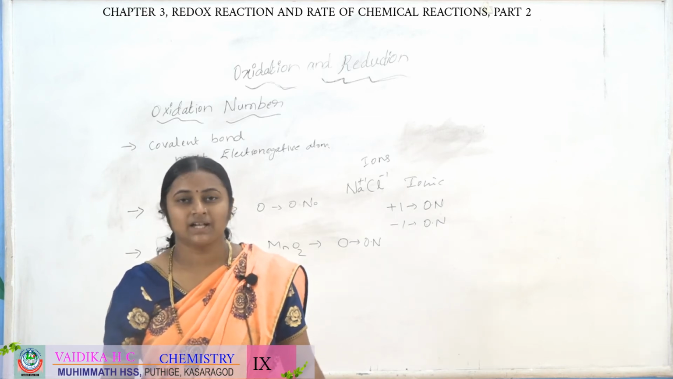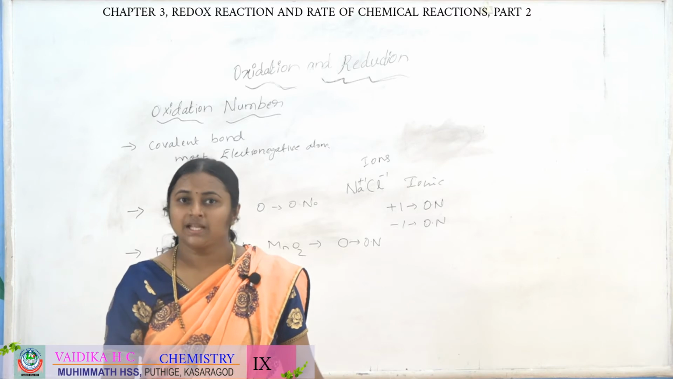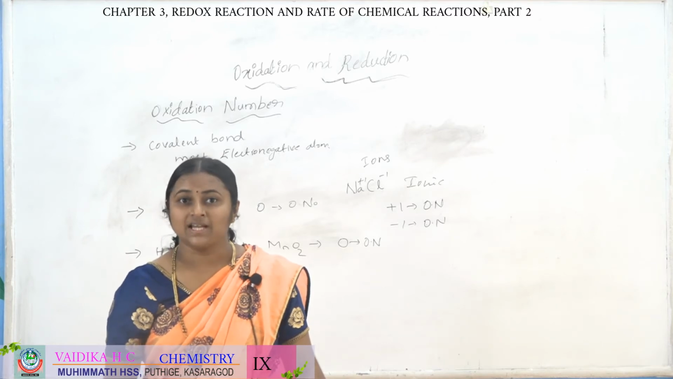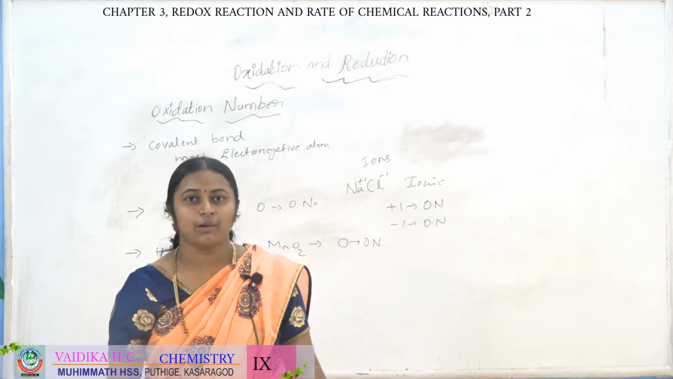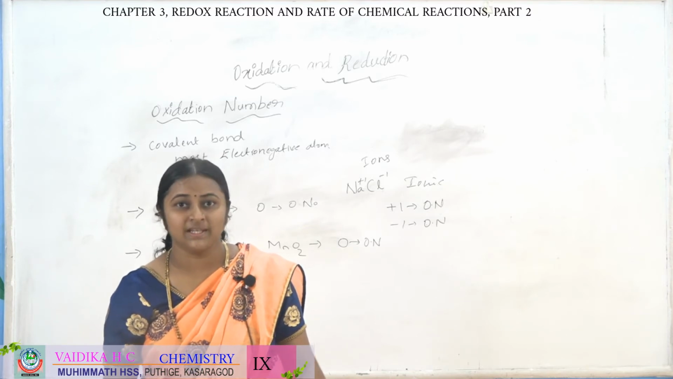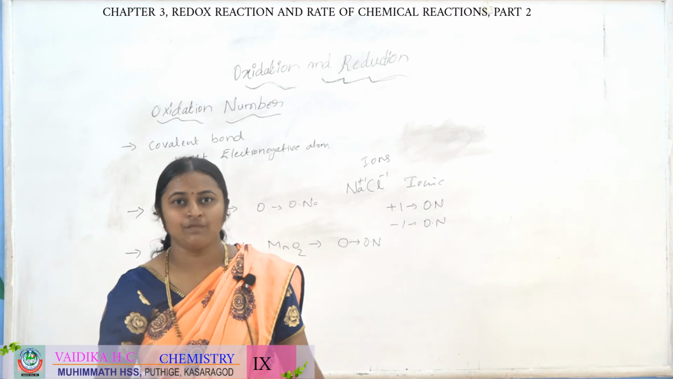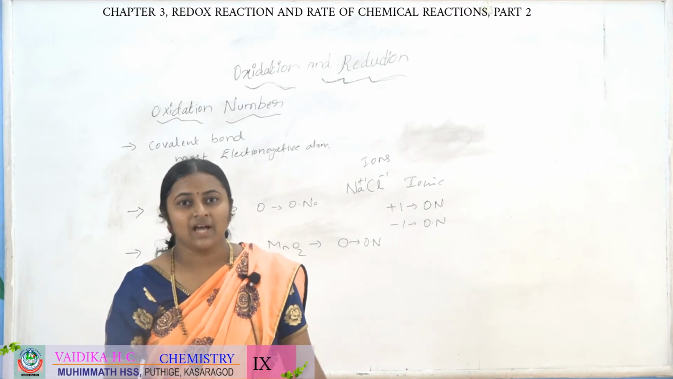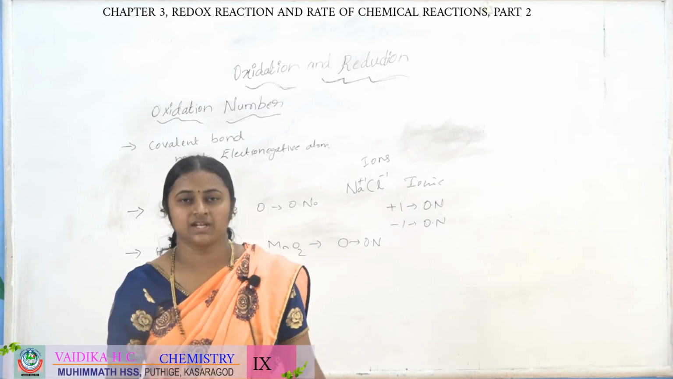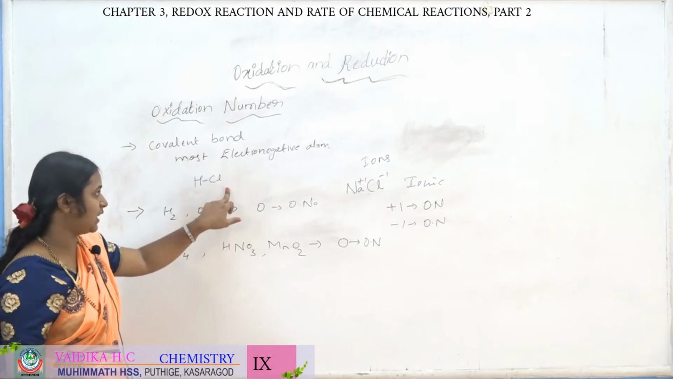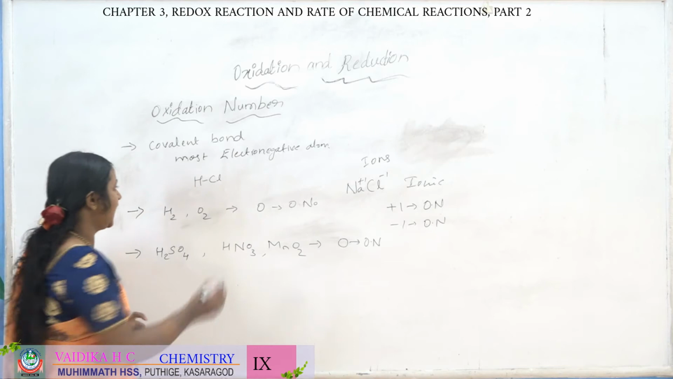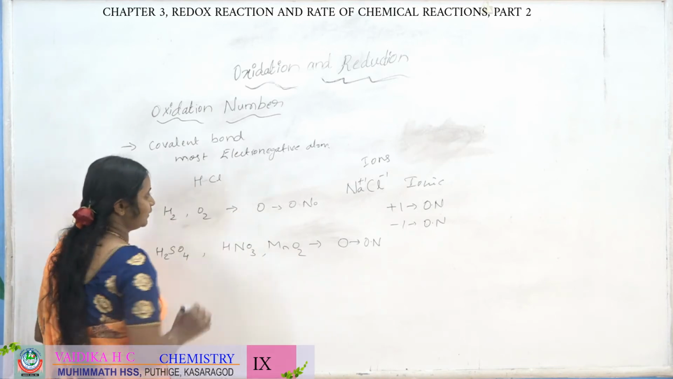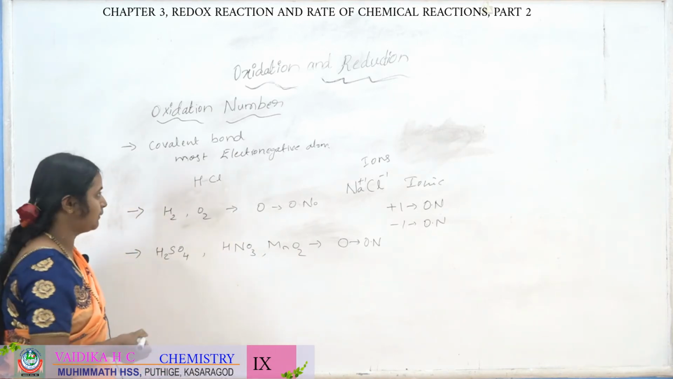In the covalent compound, how are they formed? They are formed by the sharing of electrons. The covalent compounds are formed by the sharing of electrons, right? In that, how can we find out the oxidation number? Take an example. HCl is a covalent compound. In that, a covalent bond is there. That means sharing of electrons will be there.